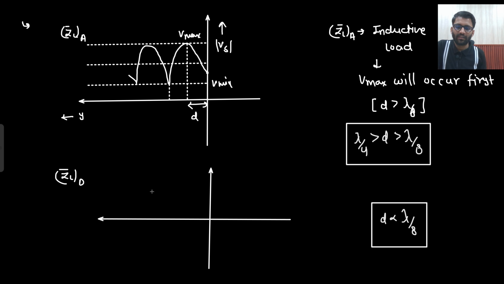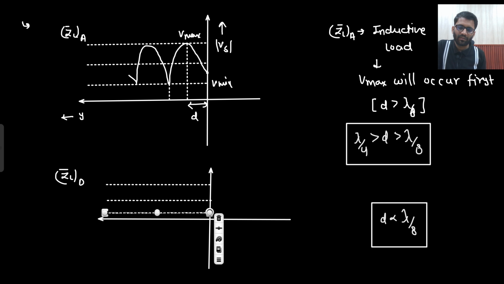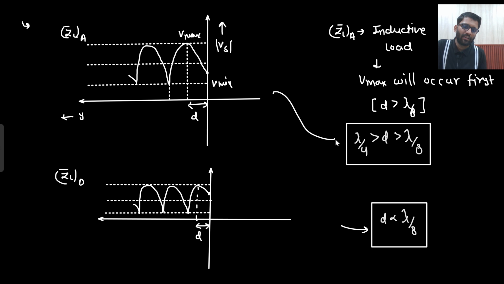So here as well, three conditions. Less than lambda by 8 means that from here you start and you just get it. So this distance d is less than lambda by 8. This is for this one and this is for this one. So in VSWR tuning, certainly this is your Vmax, this is your Vmin, this is your midpoint. So a very small distance you need to cover.